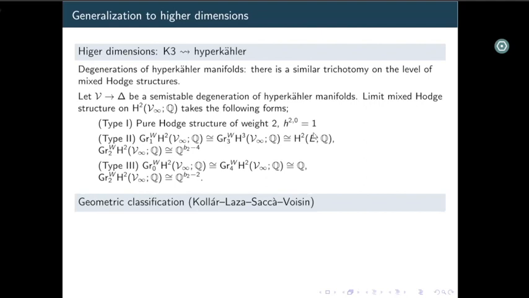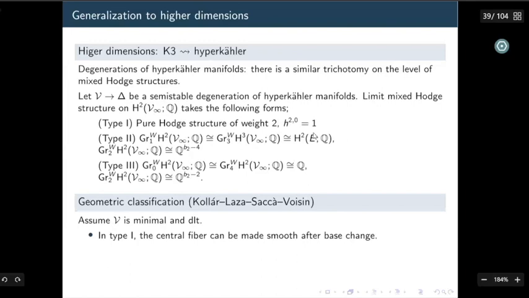But if you want to say something specific, there's this work of Collard, Laza, Saka, and Voisin, which tells you how this cohomological degeneration criteria here relates to actual geometry. So if you take a degeneration of hyperkaehler varieties so that it's minimal, this means that the canonical bundle on this whole thing is going to be trivial. And so it's DLT, which, to be honest, I have a hard time explaining. This is some condition that's weaker than my semi-stability condition because it allows singularities and different types of components.